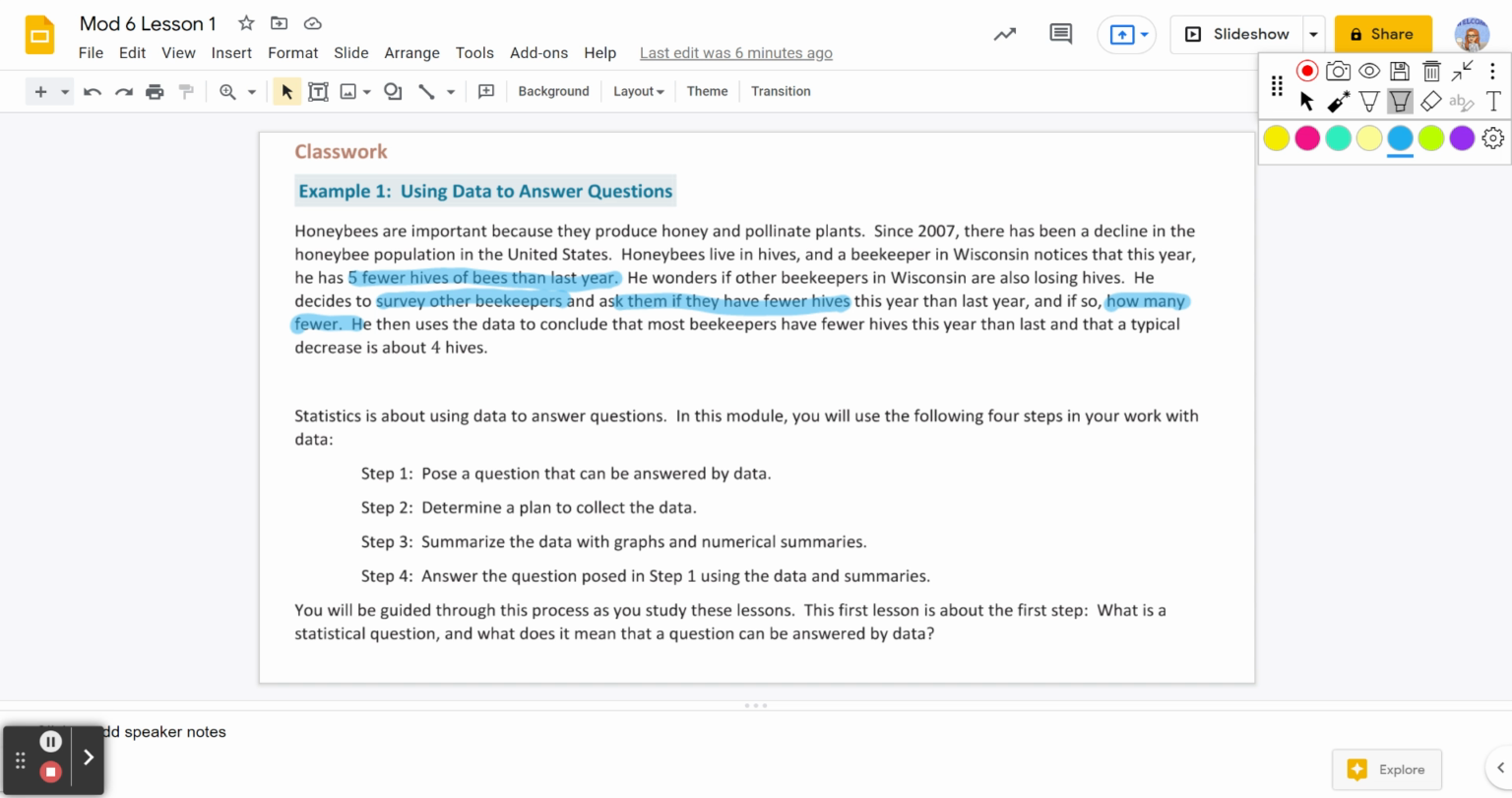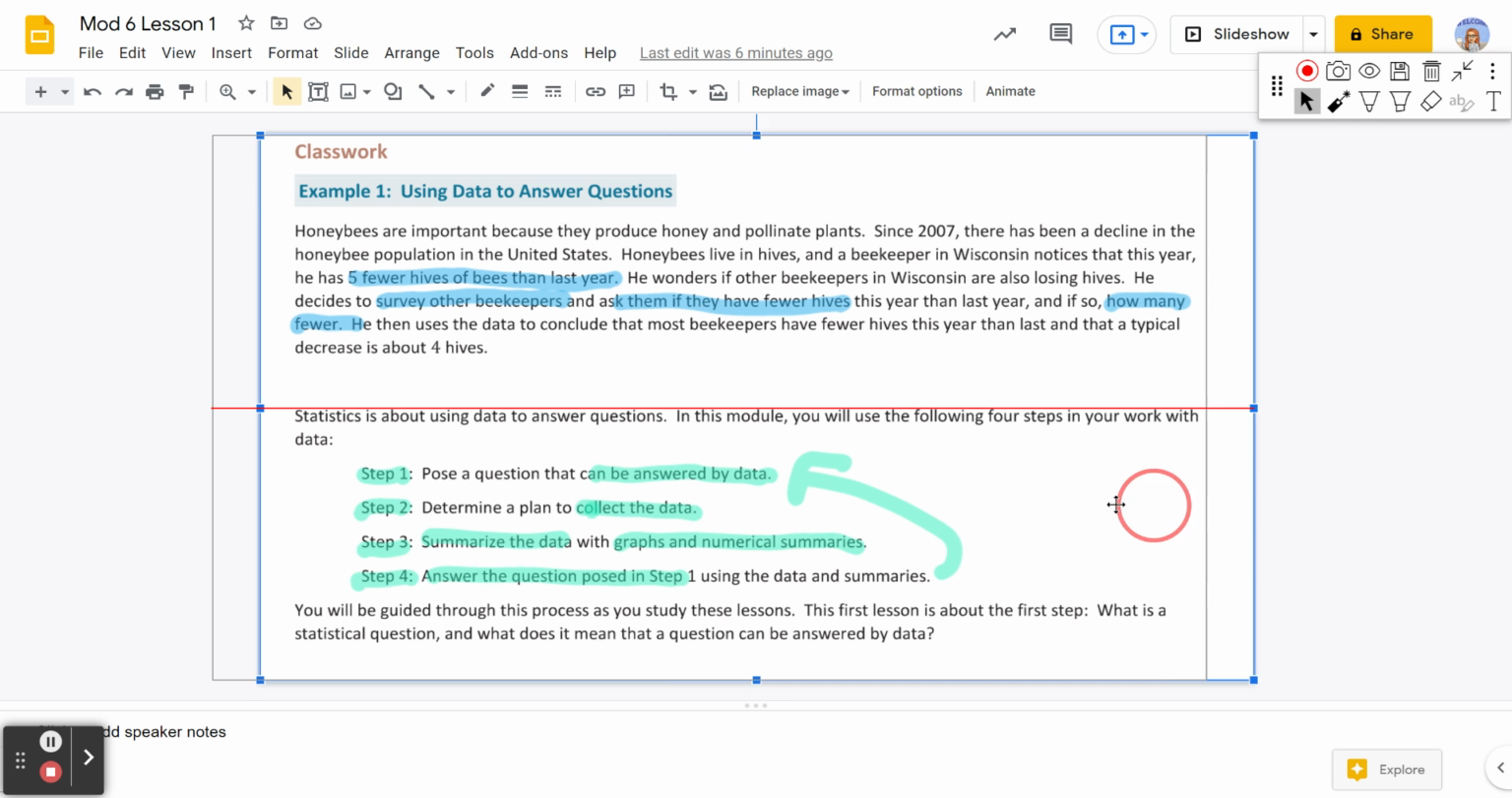So statistics is about using data to answer questions. And we'll be following 4 steps to work with this. And the steps are here. Step 1, pose a question that can be answered by data. Step 2, determine a plan to collect the data. Step 3, summarize the data by putting it into graphs and numerical summaries. And step 4, you answer the question that you had in step 1. So we'll be doing that throughout working with this module.